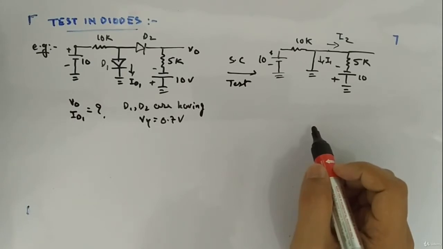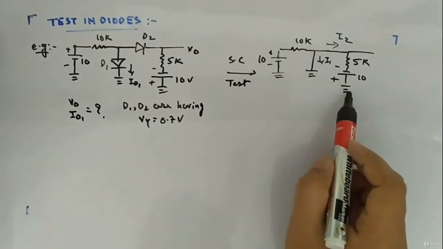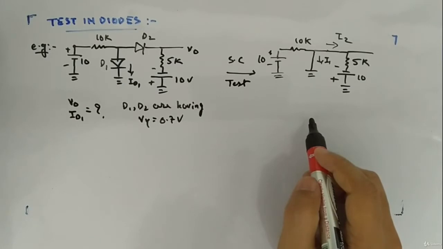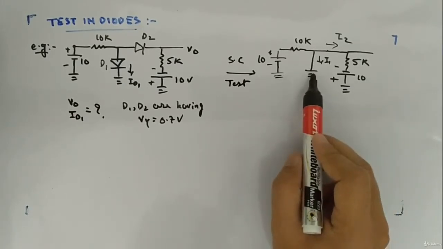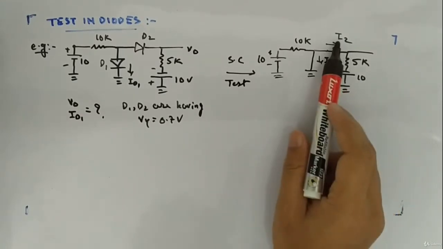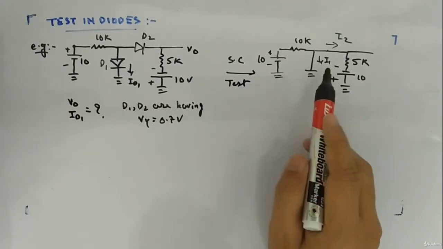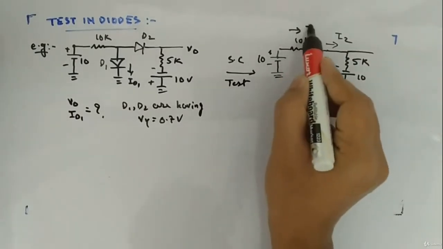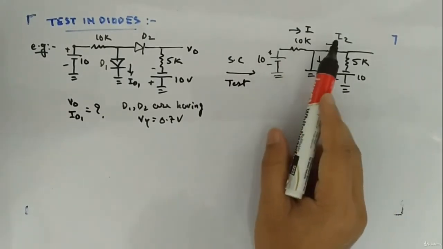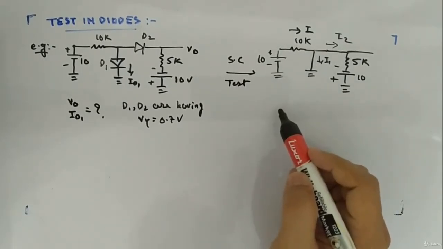So what I can do is apply KVL from this ground to this ground, or I can apply it from this ground to this ground. This ground to this ground will give me the value of I2, and this ground to this ground will give me the value of I. If I have the value of I and I2, I can get the value of I1.